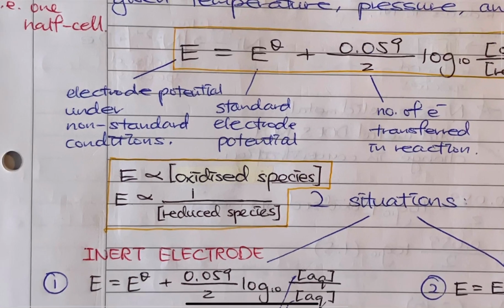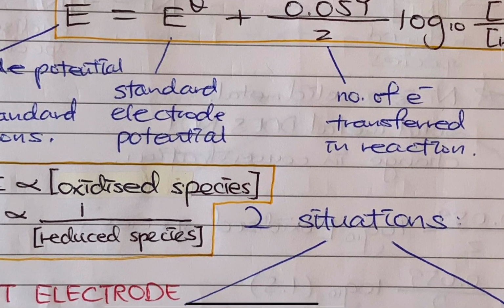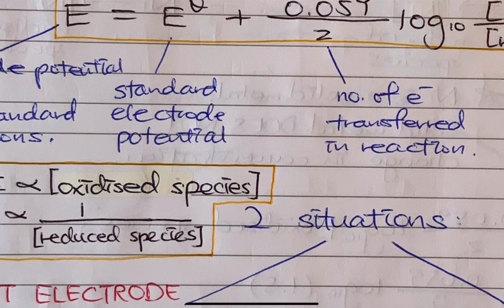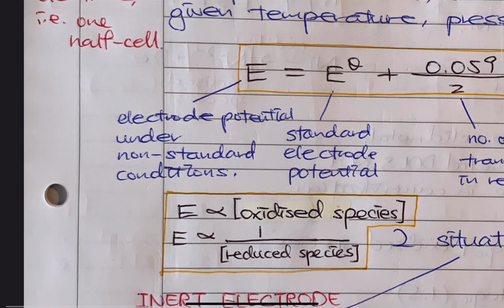While the standard electrode potential has a certain standard condition. The standard conditions are 101 kPa or 1 atm for pressure, 298 Kelvin for temperature, and you must have 1.00 mole per dm cubed if you have any electrolytes in the galvanic cell.